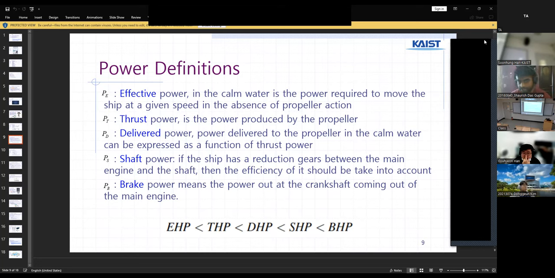If you put all of these powers in order from the smallest to the greatest, effective power has the least value and brake power has the highest value, as you can see in the order at the bottom.